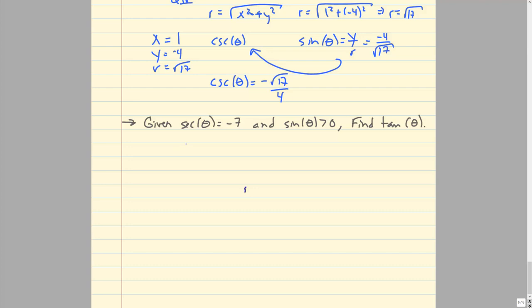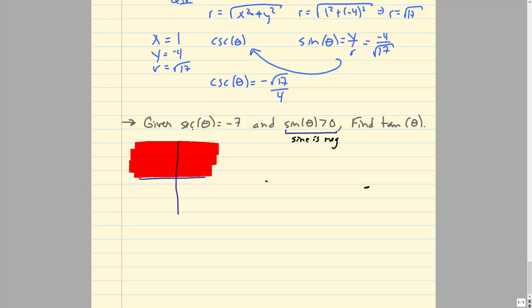Just rewrite the ratios. So what we want to do is sketch up our Cartesian coordinate system. Okay, so sine of theta is greater than 0. That means positive. So if we're positive sine, that means we're up here somewhere. That's where sine is positive. Sine is negative below there. Now the other piece of information that we're given is that secant is negative. If secant is negative, so is the reciprocal of secant, which is cosine. So this is saying that cosine is negative.